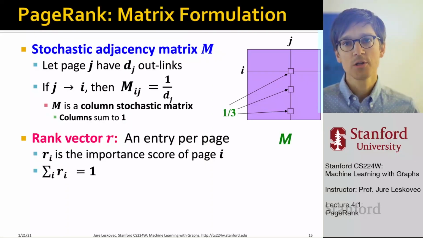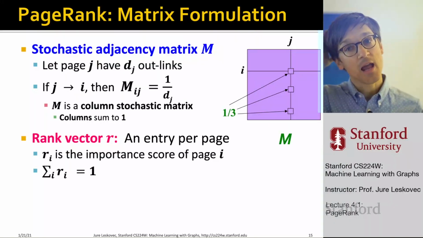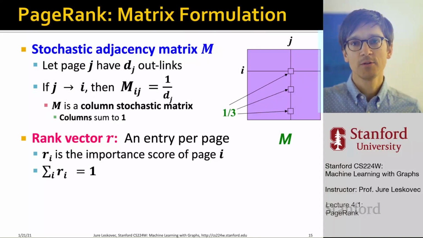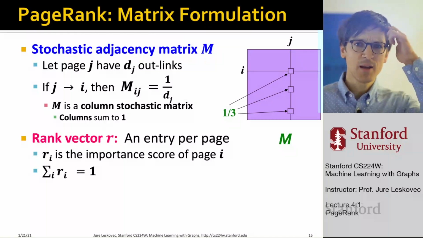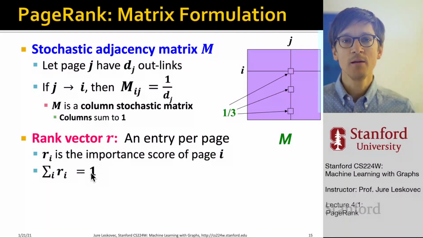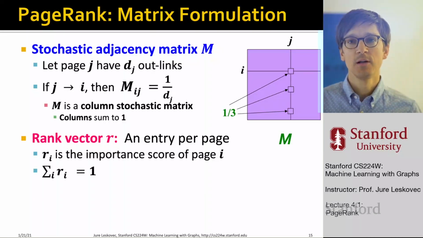Now we are also going to define a rank vector r that will have 1 entry per page, and the entry i of this vector r will be the importance score of page i. So matrix M has size n by n, where n is the number of nodes, and vector r also has size n, where for every node there is an entry storing how important that node is. And one other thing we will do is say that the entries of the vector r have to sum to 1. Again, you can think of this as a probability distribution over the nodes in the network.